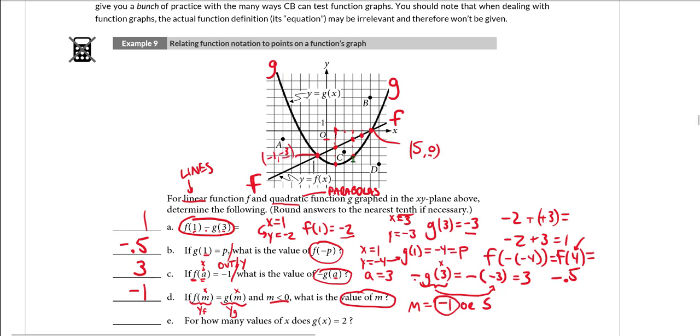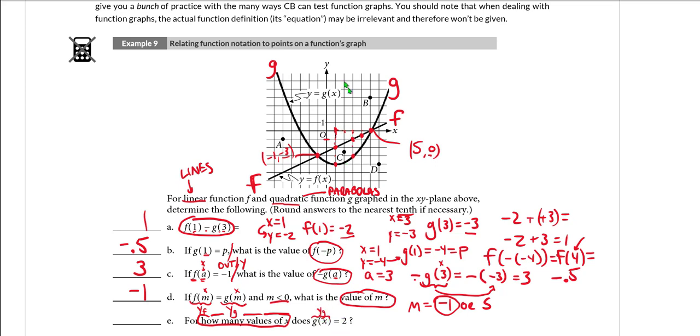In example E here, for how many values of x does g of x equal 2? So they're asking us how many values of x will we get a g of x value of 2? Again, we could think of this as a y value on the g function.